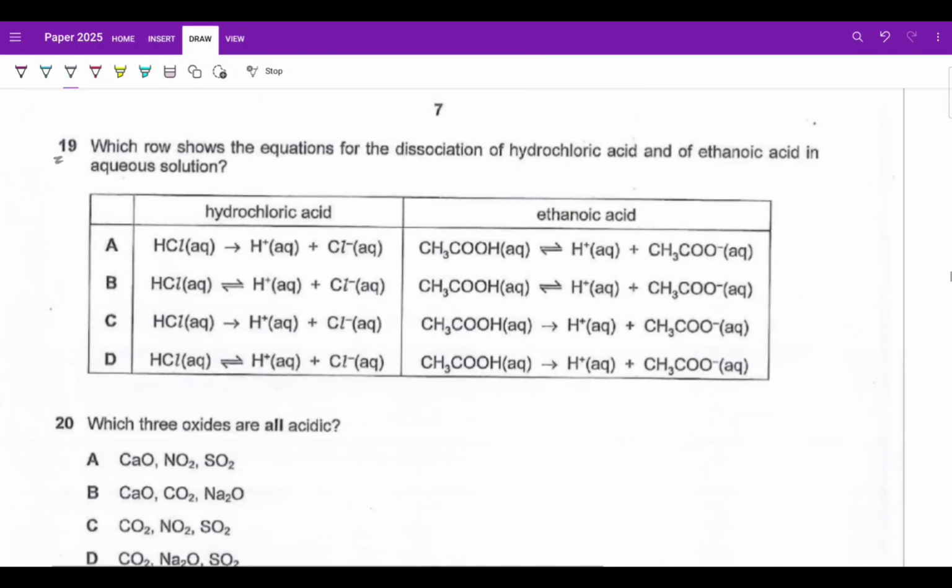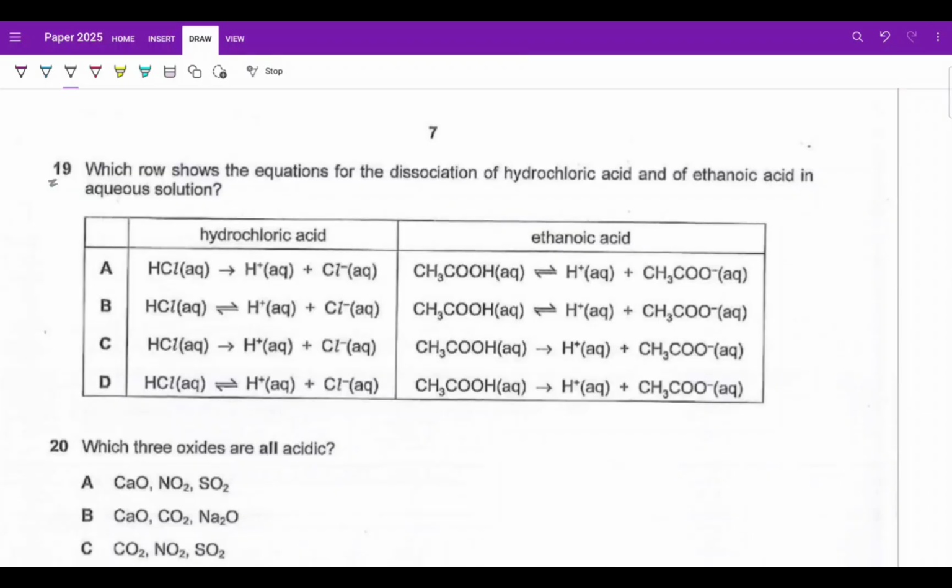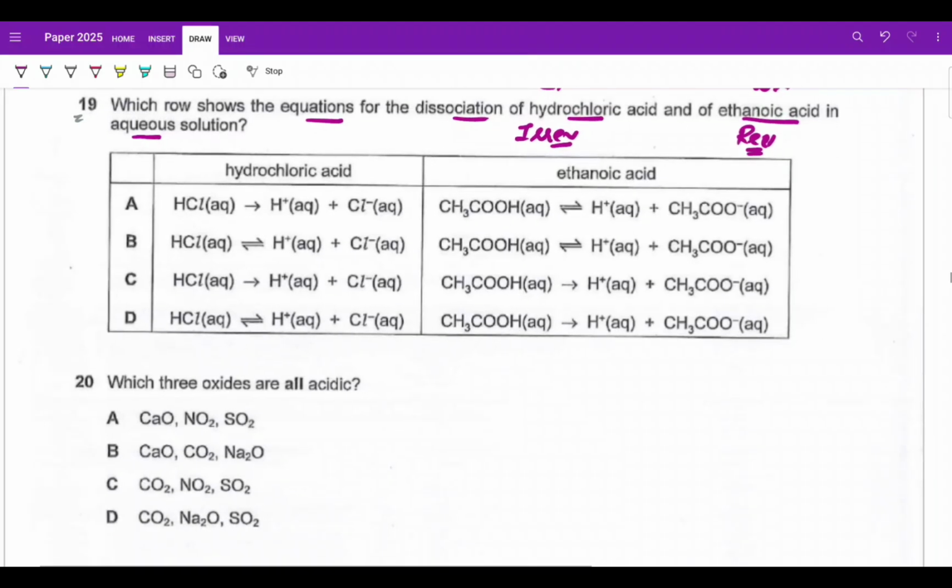The question says, which row shows the equation for dissociation of hydrochloric acid and ethanoic acid in aqueous solution? Hydrochloric acid is a strong acid, ethanoic acid is a weak acid. Its dissociation will be irreversible in nature and its dissociation will be reversible in nature. We will look for these 2 points.